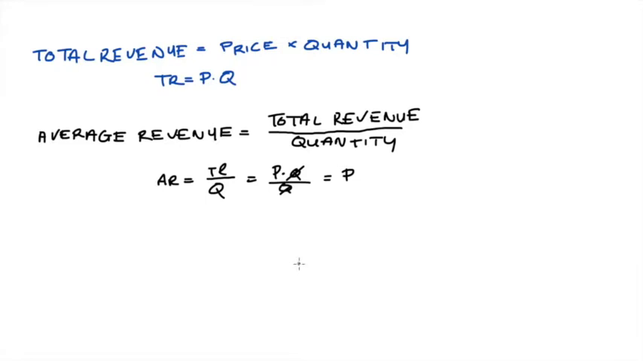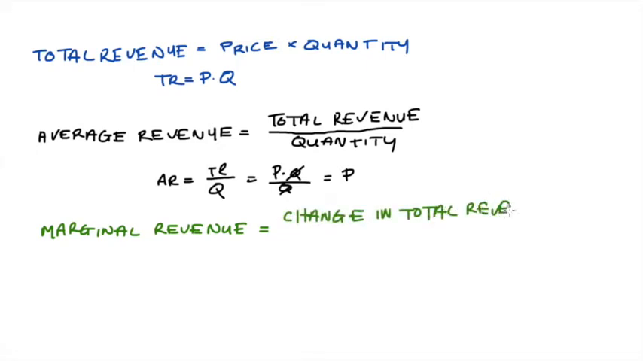Now, marginal revenue is just the change in total revenue that is brought about as a result of producing one more additional or marginal unit. So we have on the numerator our change in total revenue and we divide that by the change in quantity.